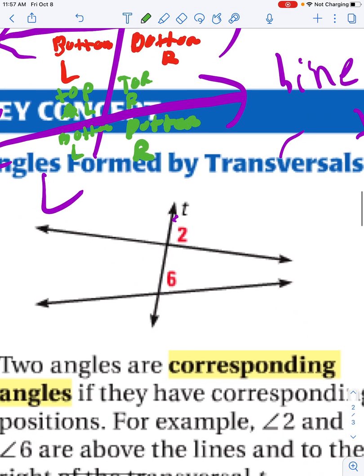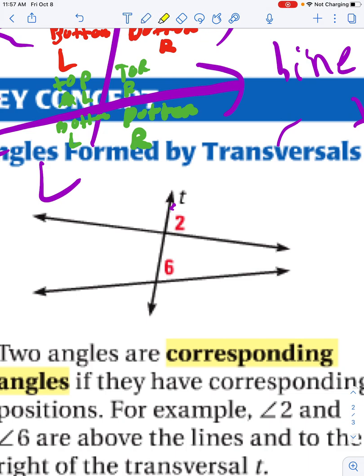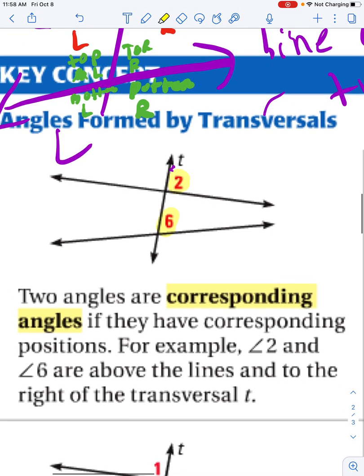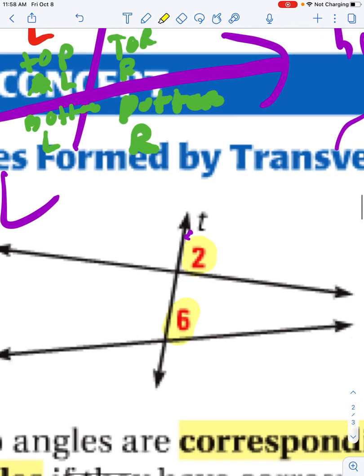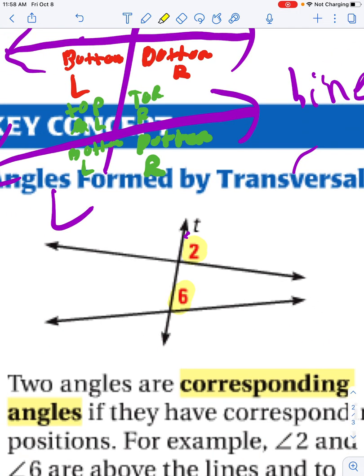If I look at this example of corresponding angles, I see that I have the top right, angle 2, and the top right, angle 6. So we would say that angle 2 and angle 6 are corresponding because they're in the same relative location. They're both in the top right of the four quadrant.